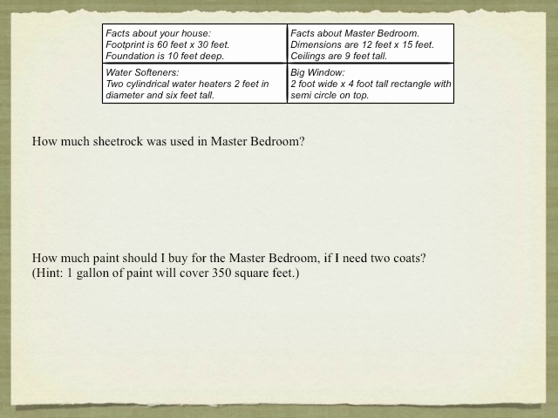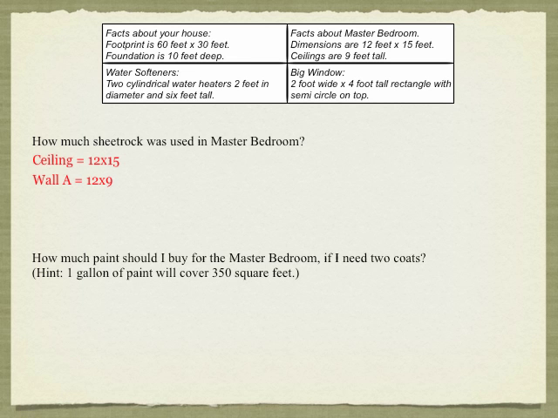Okay, here are some more questions. How much sheetrock was used in the master bedroom? Well, let's think of where the sheetrock goes. It's going to go on each of the 4 walls, and it's going to go on the ceiling. So we know my ceilings are 9 feet tall. So I have 2 12-foot walls by 9 feet and 2 15-foot wide walls that are 9 feet tall. And my ceiling is 12 by 15.